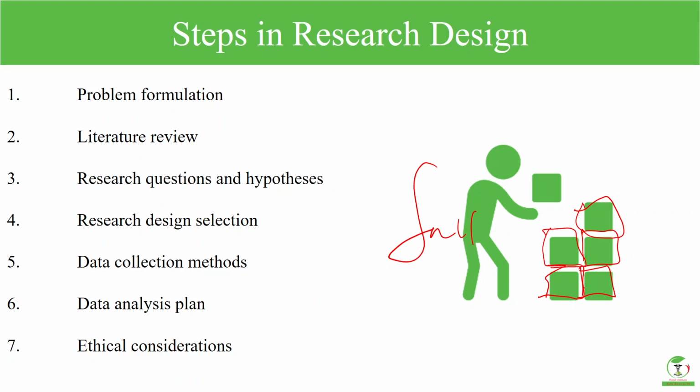It's like having the wrong map. If you have the wrong map, you cannot reach your destination. Never. So if you have the wrong design, you cannot have coherent research. So how do you come up with the research design? How do you make that decision?